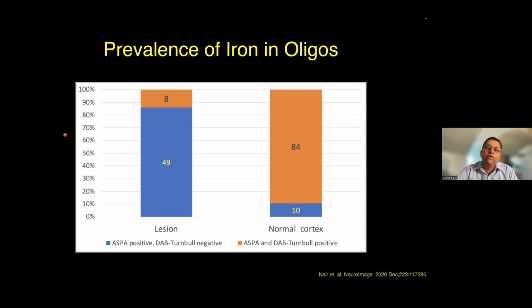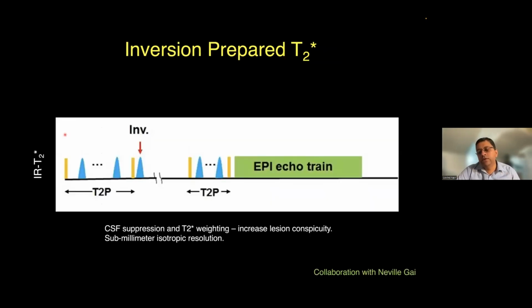If iron is really so different between normal appearing cortex and a cortical lesion, then we should be able to design a sequence, because MRI is very sensitive to iron, that exploits this and gives us good visualization of the cortical lesion. That's what we did. We did an inversion prepared T2 star sequence, which is essentially a FLAIR, but instead of a spin echo readout, we have a T2 star readout. We also want to do it at high, sub-millimeter isotropic resolution, because cortex itself is thin, so even 1 millimeter isotropic resolution doesn't help.